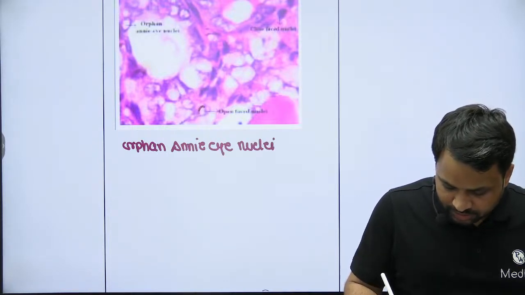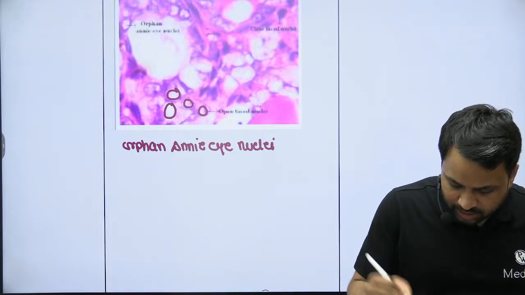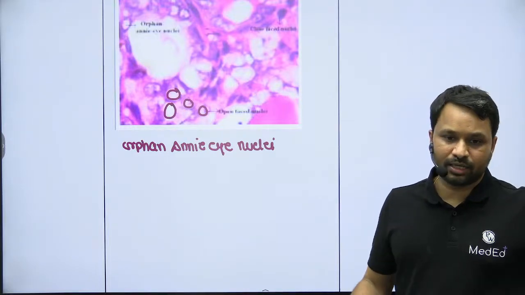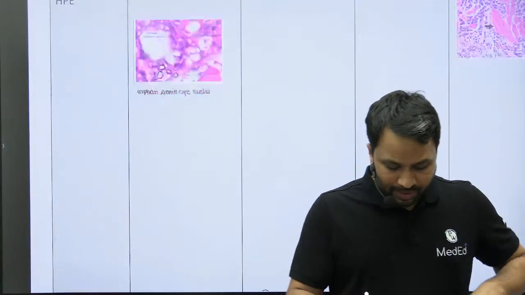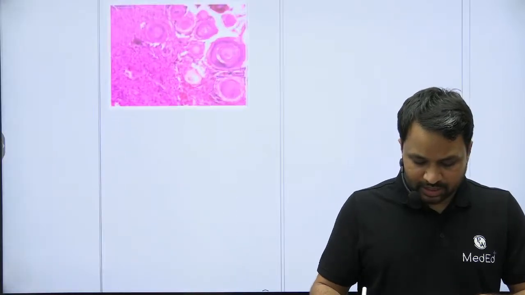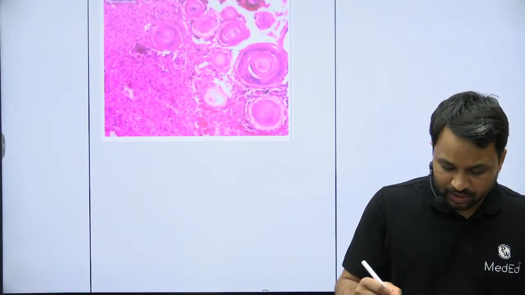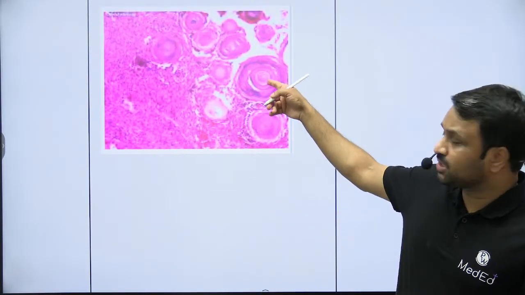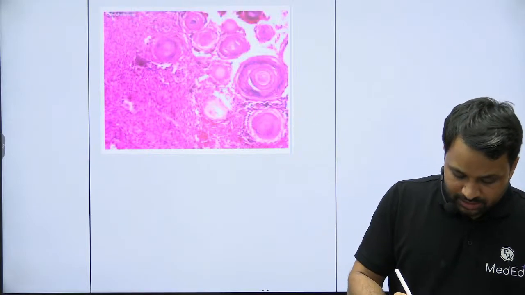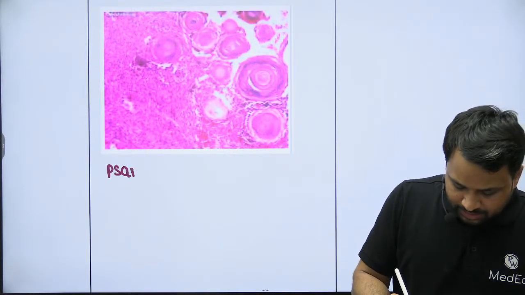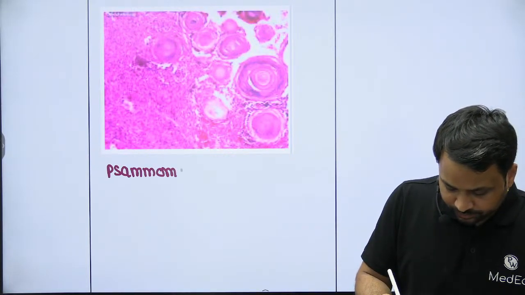So see, these empty vacuolated cells are what we call the Orphan Annie nuclei. Apart from the Orphan Annie nuclei, you will see another finding in papillary cancer thyroid. This is what you see, these concentric circles like an onion peel appearance. This is what we call the Psammoma bodies.